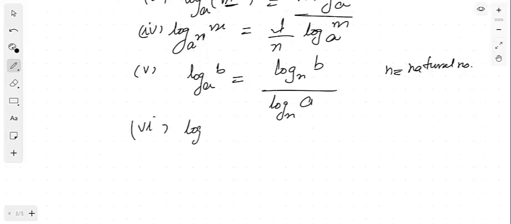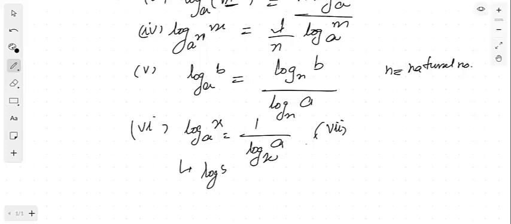Now if it is written like log x base a, you can write it as 1 upon log a base x. You have taken the reciprocal and changed the position of the base and the value. Now the sixth property. Let us take one example also so that you don't get confused. If it is log 5 base 2, this is equal to 1 upon log 2 base 5. This is the example for this particular sixth property.